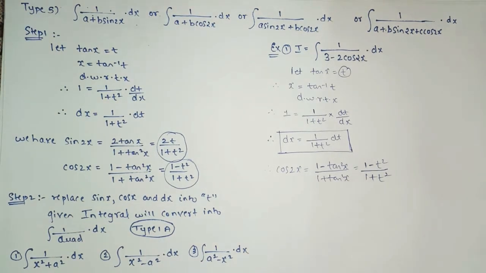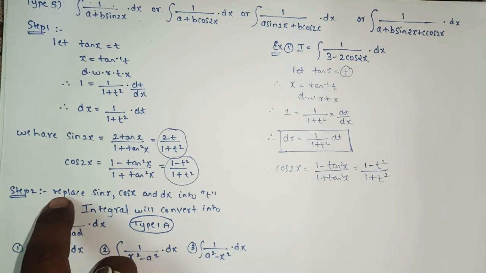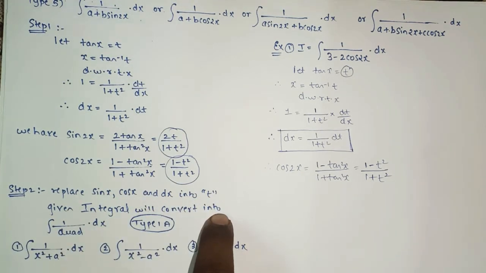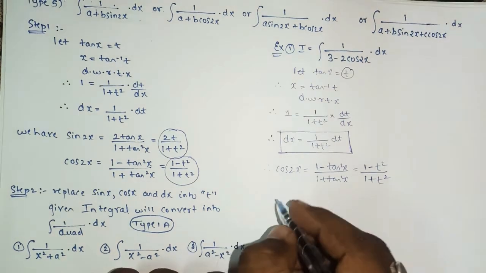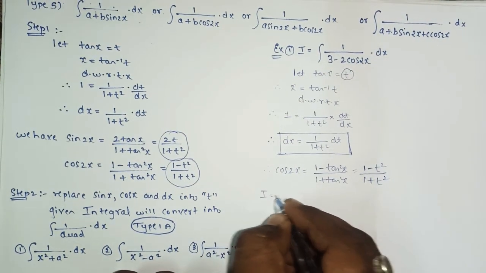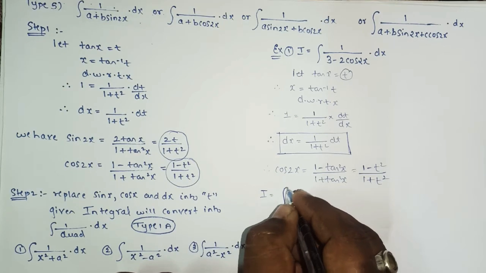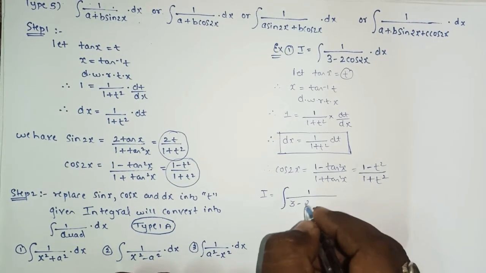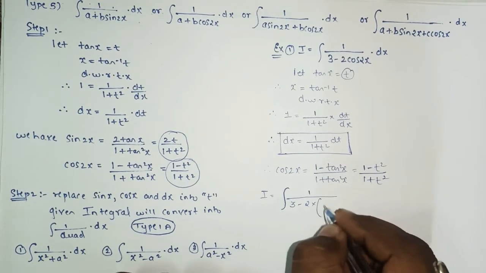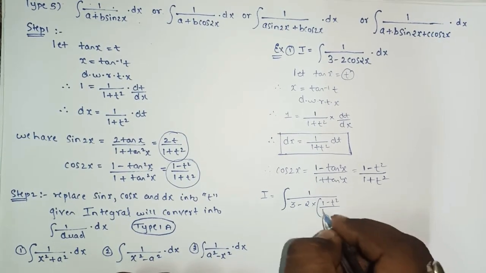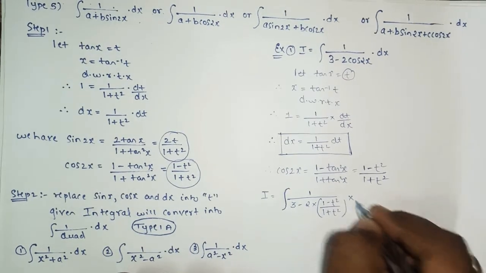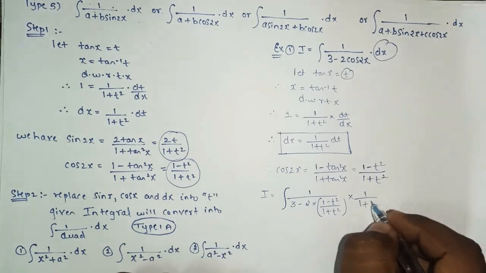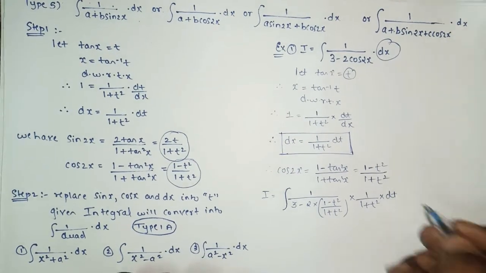So the next step is what? We have to replace sin x, cos x and dx in terms of t. So the given integral will get converted into 1 upon quadratic. So let's replace the values of sin x, cos x and dx. Here it is 1 upon 3 minus 2 into cos 2x, which is 1 minus t square upon 1 plus t square, into dx, which will be replaced by 1 upon 1 plus t square into dt. Yes or no?